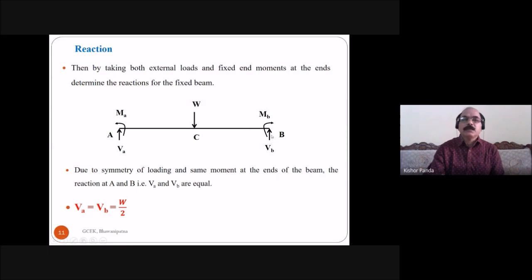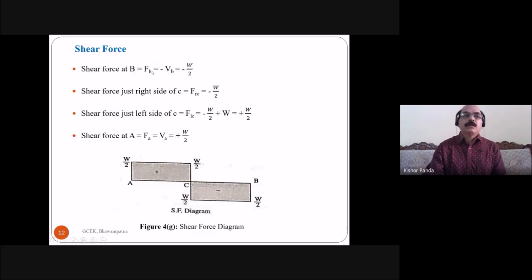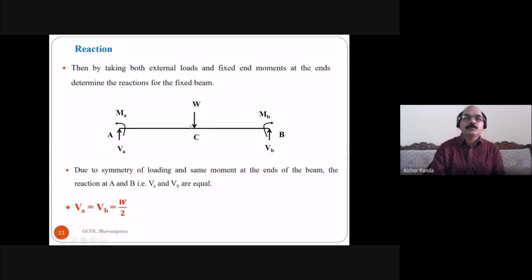So because this is the reaction here, what is the shear force at B? The shear force at B, FB, is equal to minus VB. Upward force is negative, so minus W by 2. Then what is the shear force just right of C? Just right of C means this load is not considered, excluding this load. So this remains constant up to just right of C. The shear force remains constant. So shear force just right of C.